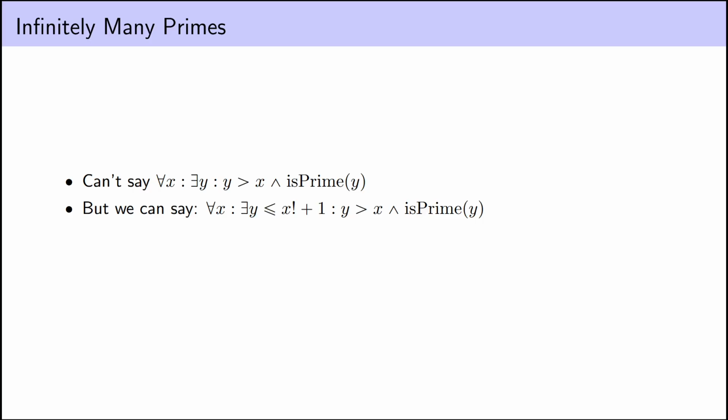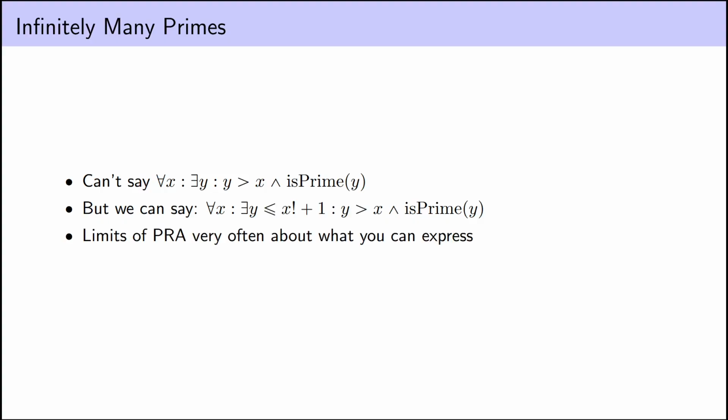So instead, in primitive recursive arithmetic, we have to say something like, for every x, there exists a y less than or equal to x factorial plus 1, which is larger than x and is prime. This is specifically what you get when you look at Euclid's proof of the infinitude of primes, and Goodstein provides a full proof of this fact in primitive recursive arithmetic. So something that you could translate into a full tabular proof of this fact here.